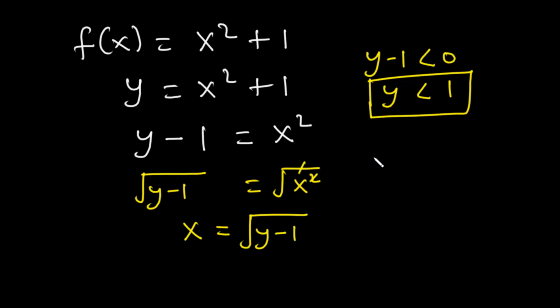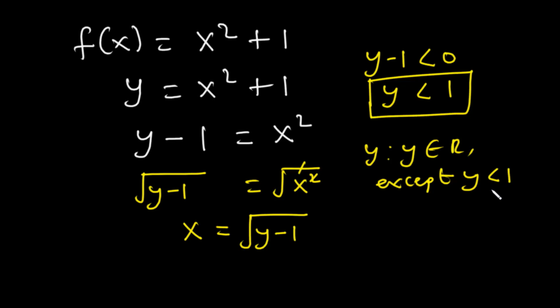So the range is going to be y is such that y is the set of all real numbers except y is less than 1, which means that if we put any value less than 1 in place of y in this equation, we are going to get the function to be undefined.